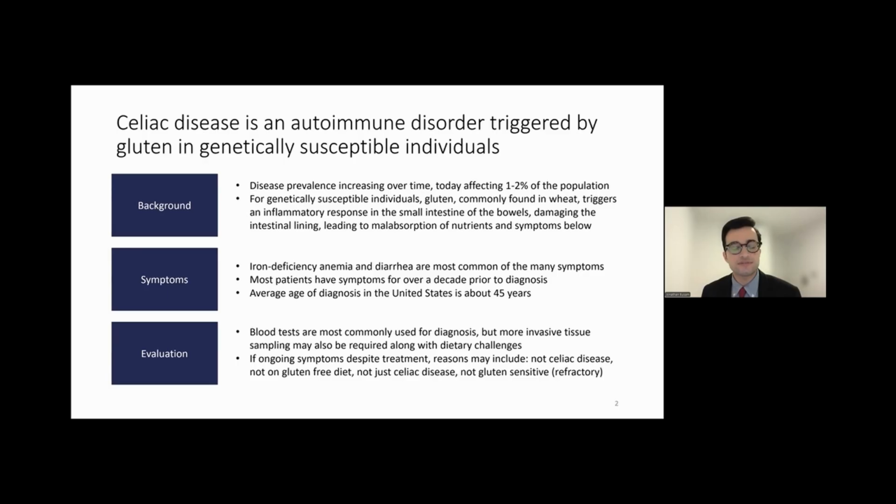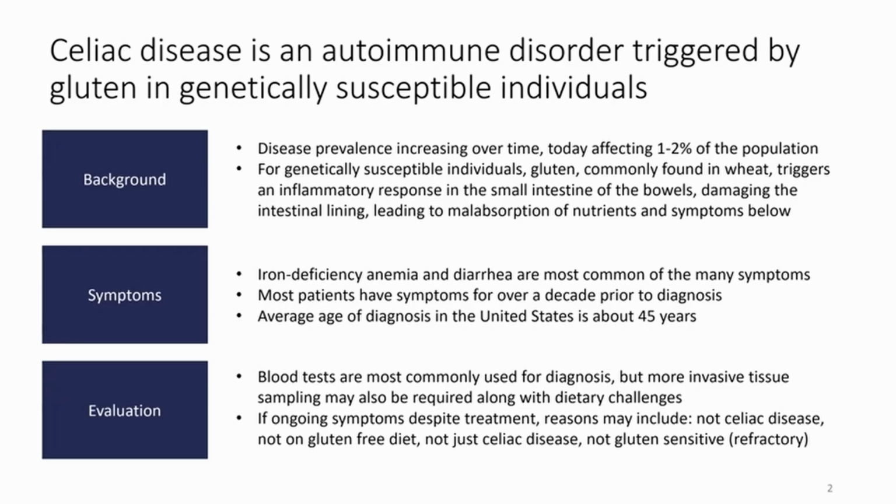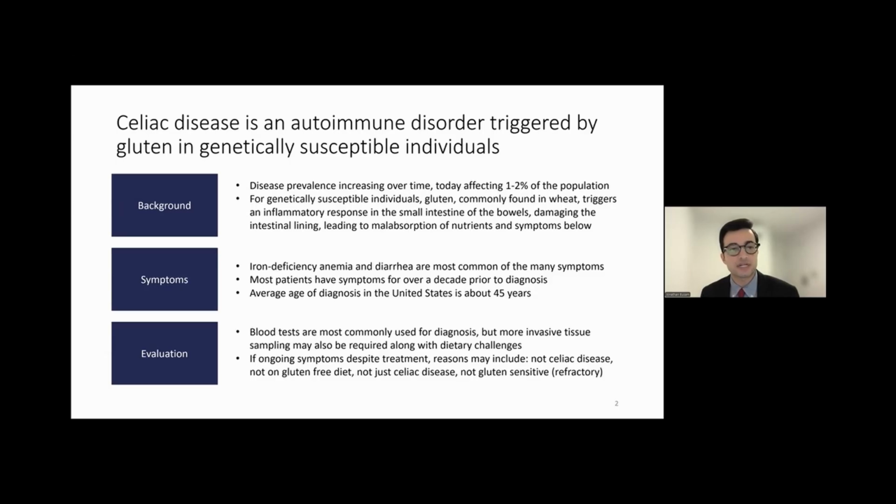To touch briefly on each of these main sections of the talk: when we talk about the background, we'll see how the prevalence of celiac disease has been increasing over time. Today, it's affecting about 1 to 2% of the population. We'll see how for genetically susceptible individuals, gluten, which is commonly found in grains like wheat, triggers an inflammatory response in the small intestine, which damages the intestinal lining and leads to many of the symptoms and malabsorption of nutrients.